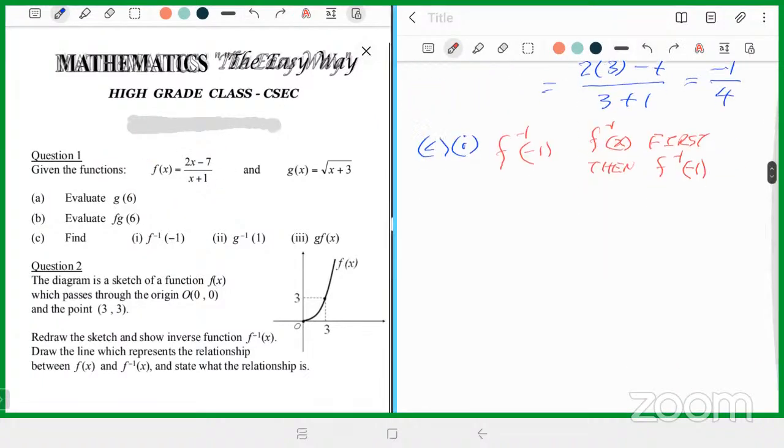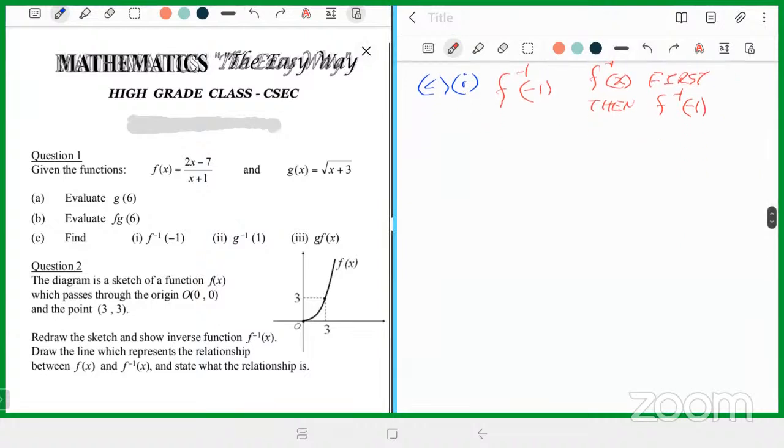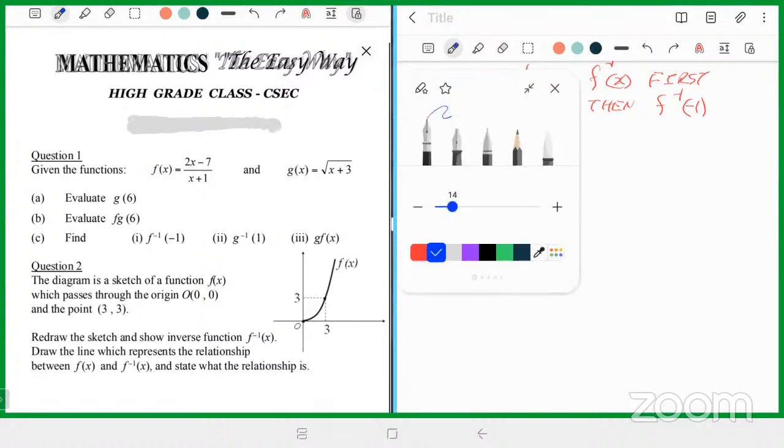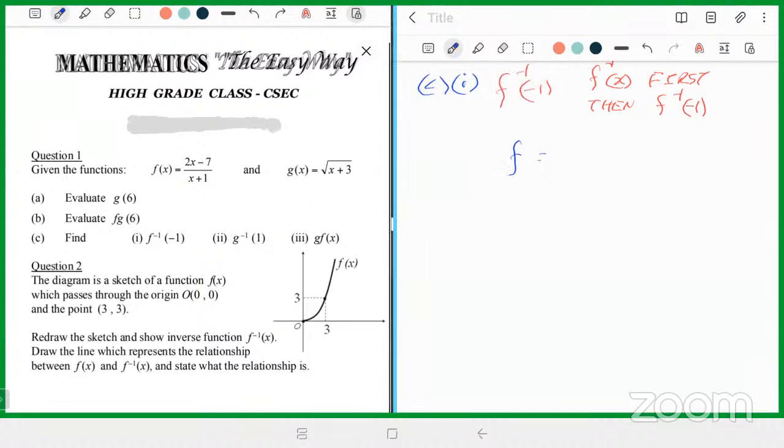The process is the same. You interchange the domain and the range. First, I'm going to write back the function, leaving off the of x expression. I'm going to write it as f. Some teachers just call it y, but I'm going to call it f because it's function f. So I'm going to start by saying f equals 2x minus 7 divided by x plus 1. This is the function as presented.